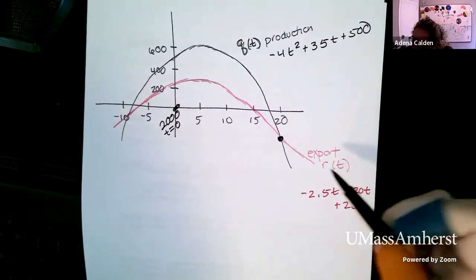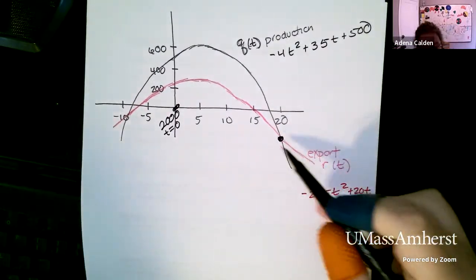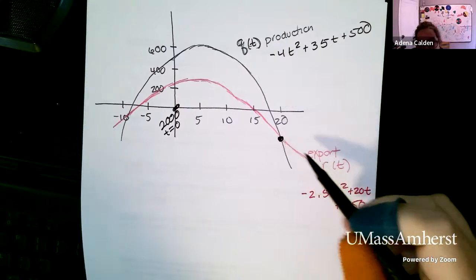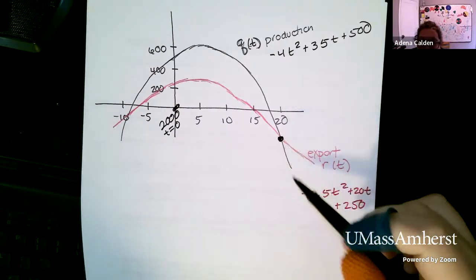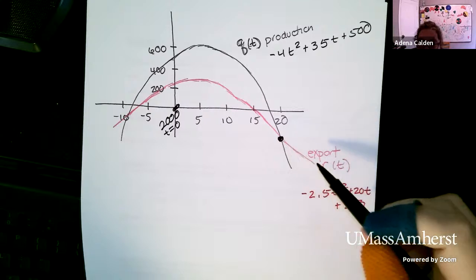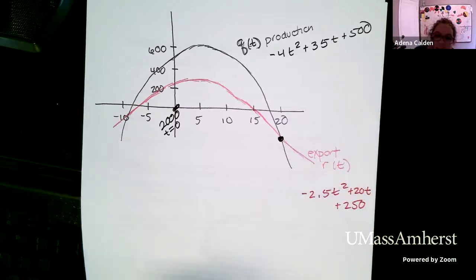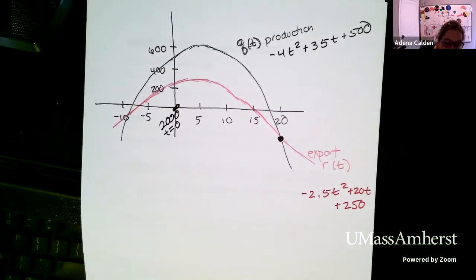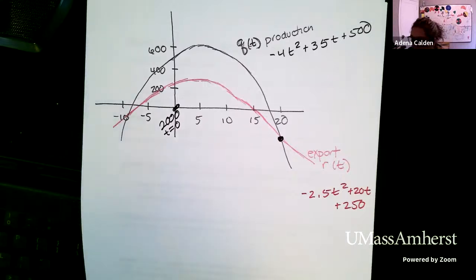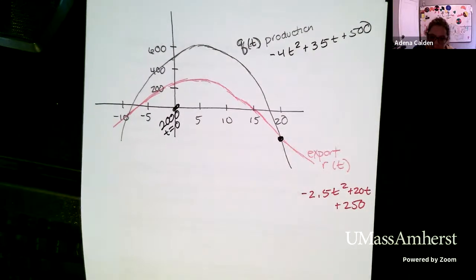So at this point, the amount that is being demanded to be exported is higher than the amount of production. So it's at this point that exportation is going to exceed production. In order to find that point, we would set these two functions equal to each other and solve, if you're going to do it algebraically.